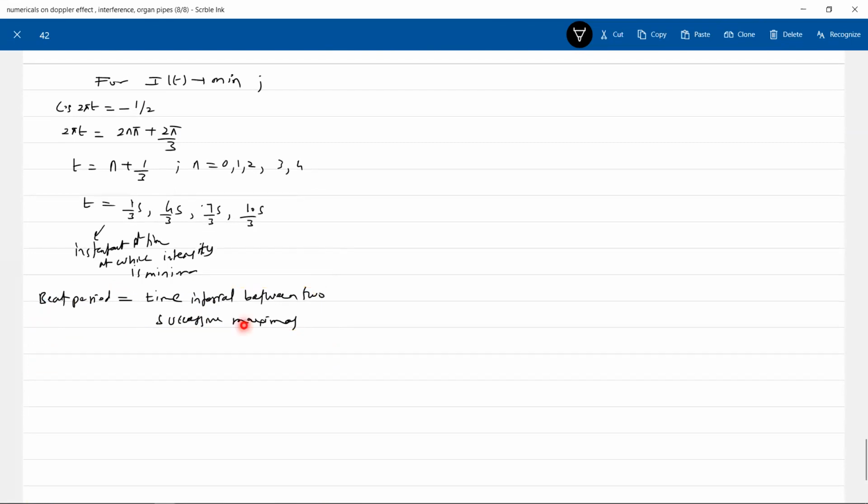Time interval between two successive minimas is what? So what is the time interval? The beat period. 4 by 3 minus 1 by 3. How much are you getting? 1 second. What is the beat frequency?